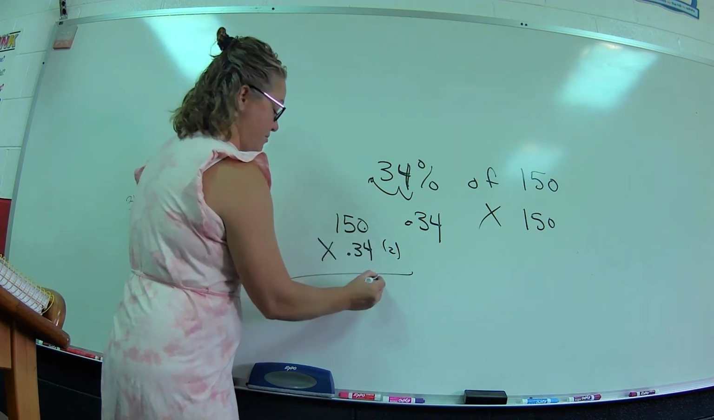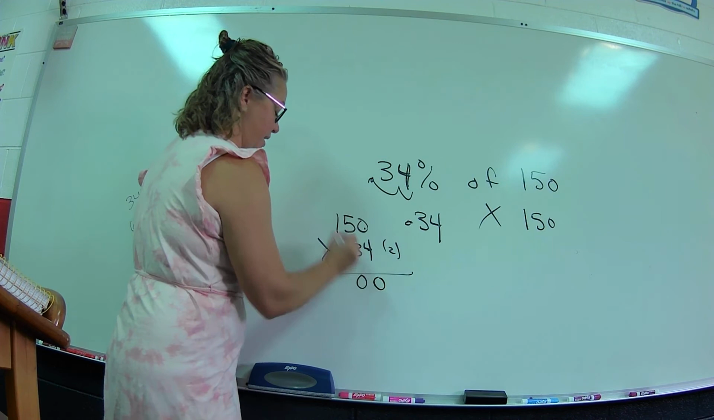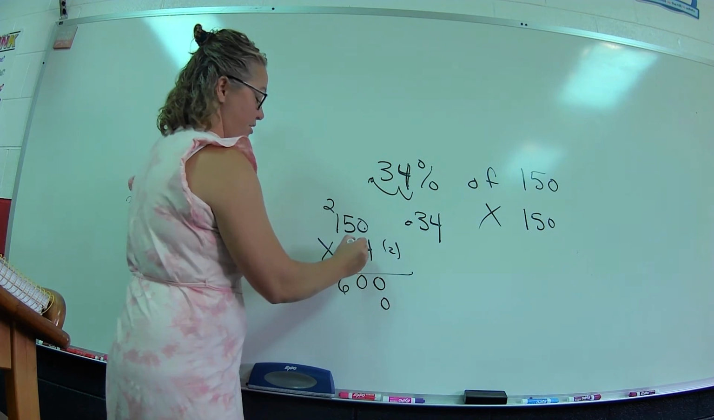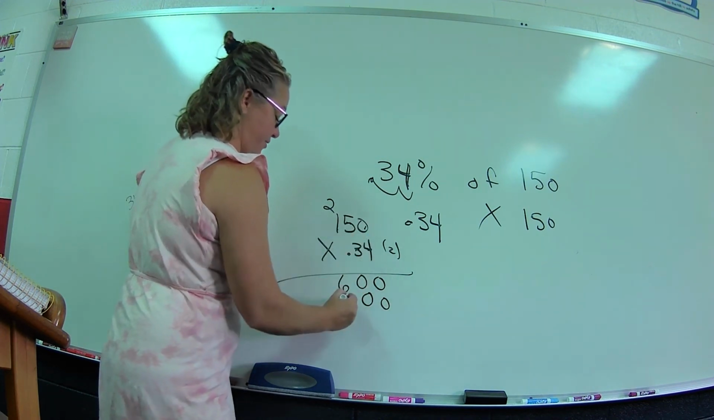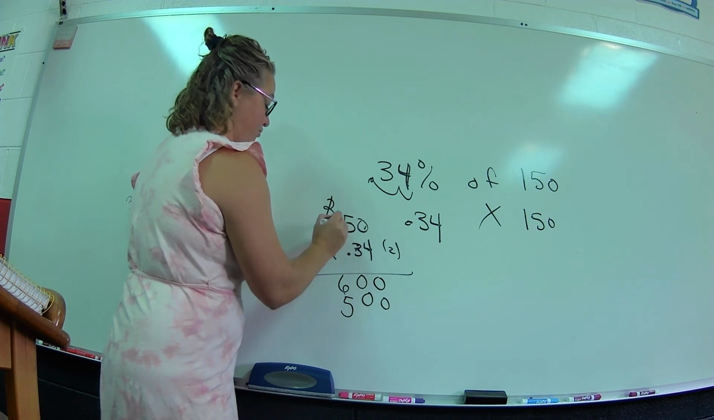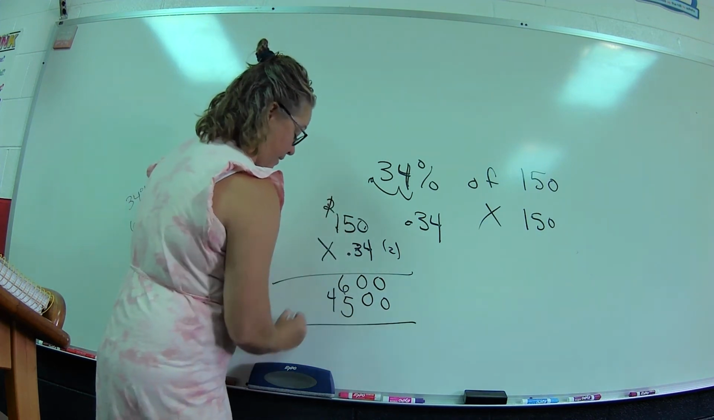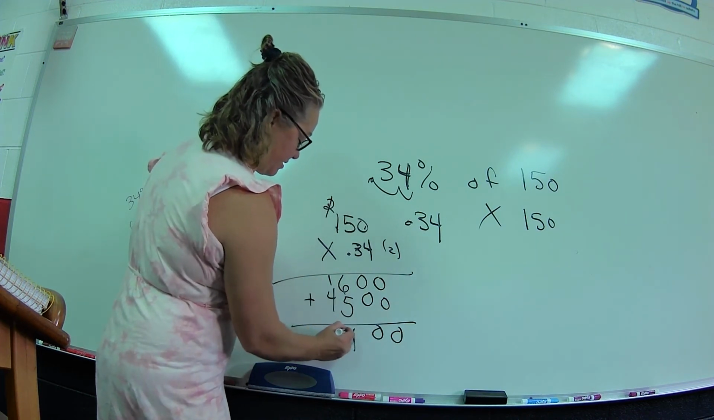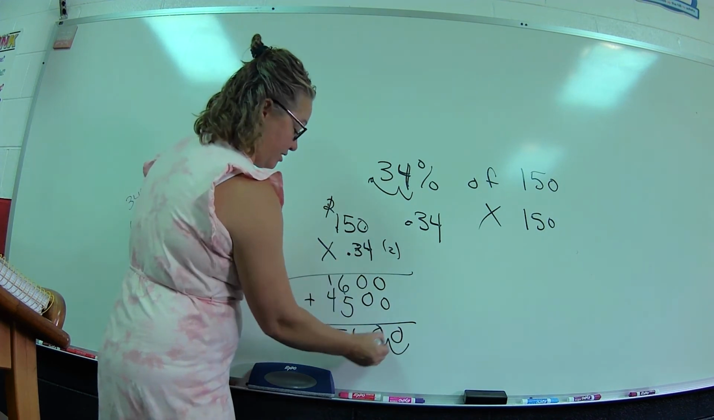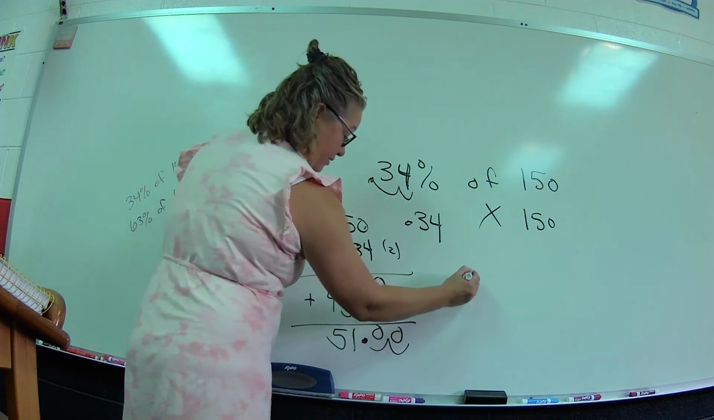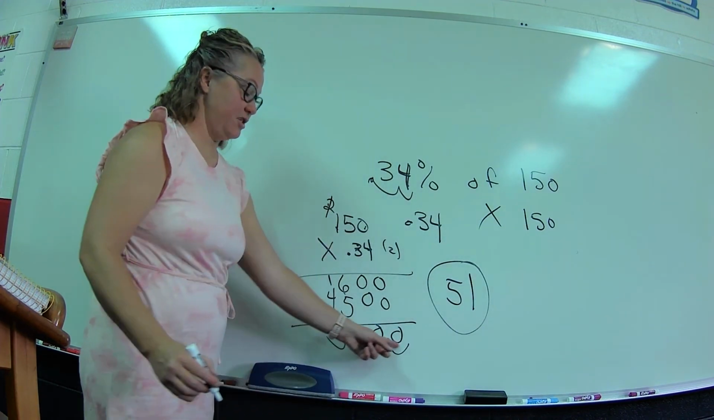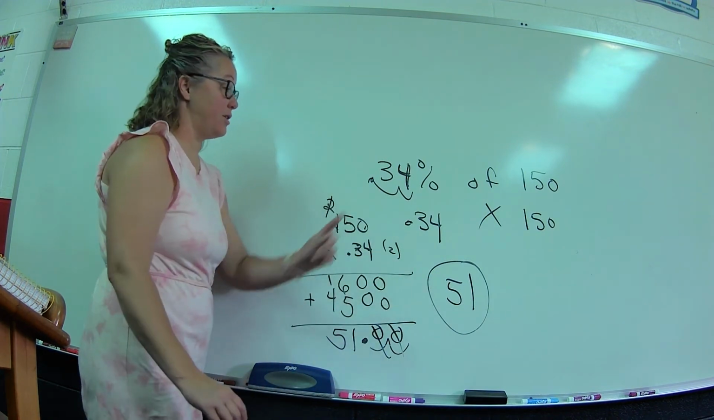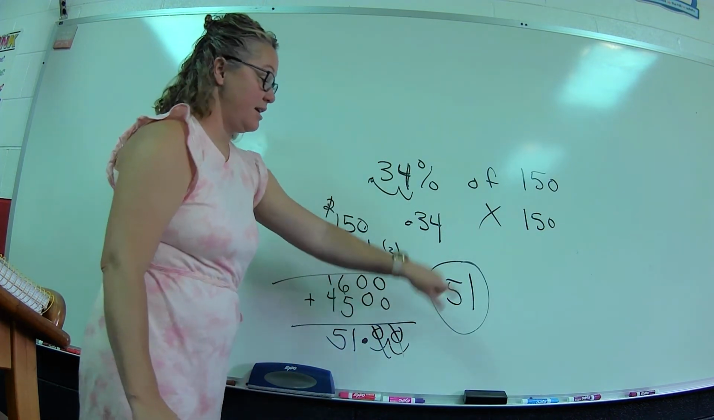So 4 times 0 is 0. 4 times 5 is 20. 4 times 1 is 4, plus 2 gives you 6. Put your space holder. 3 times 0, 3 times 5, 3 times 1 plus 1. Add your products. Add your partial products. 5, 2 decimal places. So my answer is 51. Notice I have zeros past the decimal here. I can mark those out and it doesn't change the value. So 34% of 150 is 51.